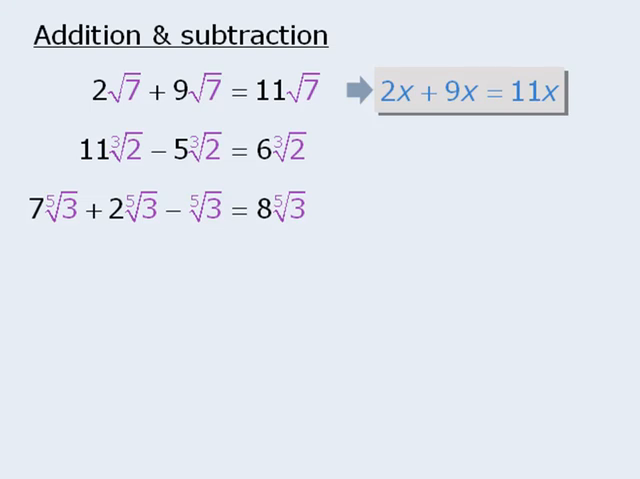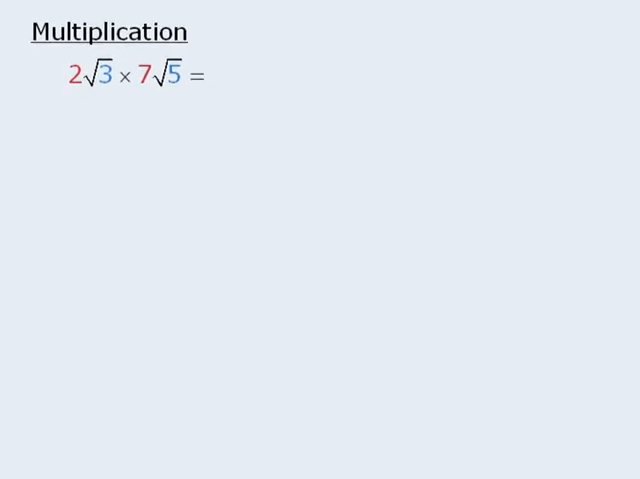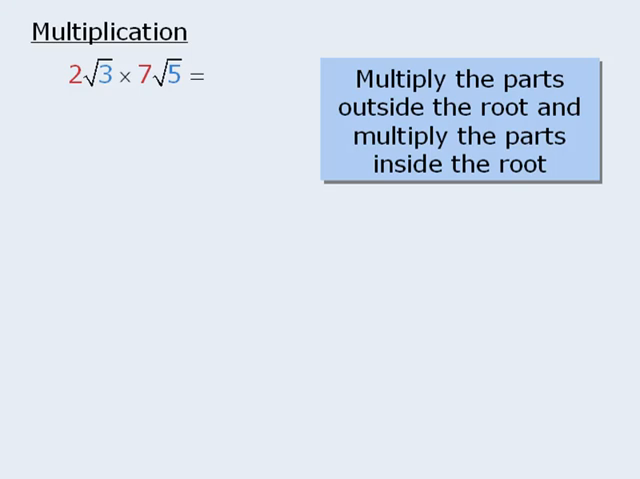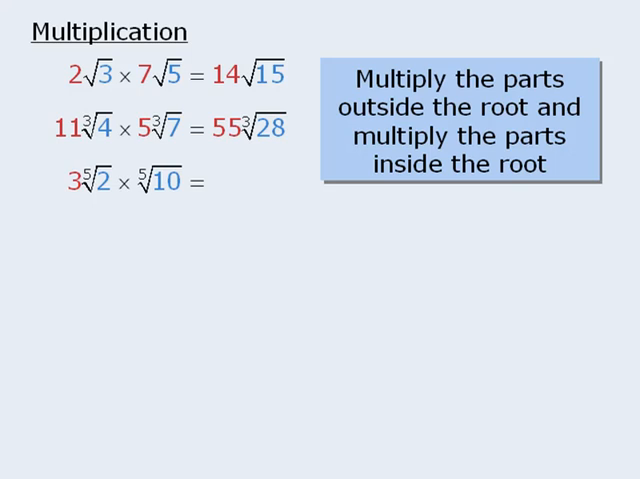Now the next operation we will examine is multiplication. To multiply these two roots, we multiply the parts outside the root and multiply the parts inside the root. So here we will multiply 2 times 7 to get 14, and then we multiply 3 times 5 to get 15. For this one, we multiply 11 and 5 to get 55, and then we multiply 4 and 7 to get 28. One more example.